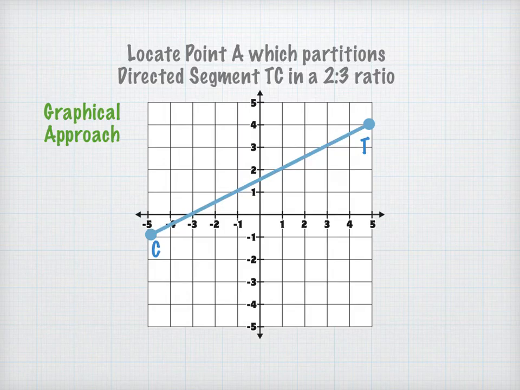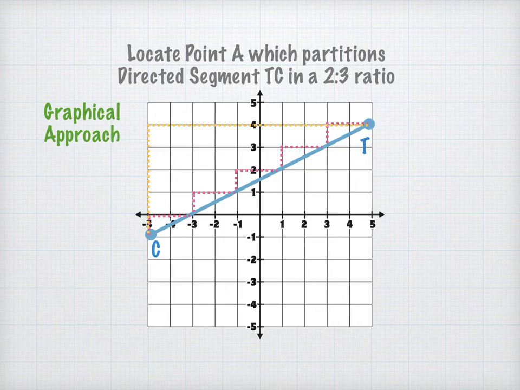So let's figure out the rise and the run between these two endpoints. So it's going to be a rise of 5 and a run of 10. So what I want to do is I want to think about 1/5 of that rise and 1/5 of that run. And I want to find these little points that lie along segment TC. So there's 1/5 of the run. That's 2 to the left and 1 down. And I'm going to do the same thing. There's 2/5, there's 3/5, 4/5, and that's 5/5 of the segment.